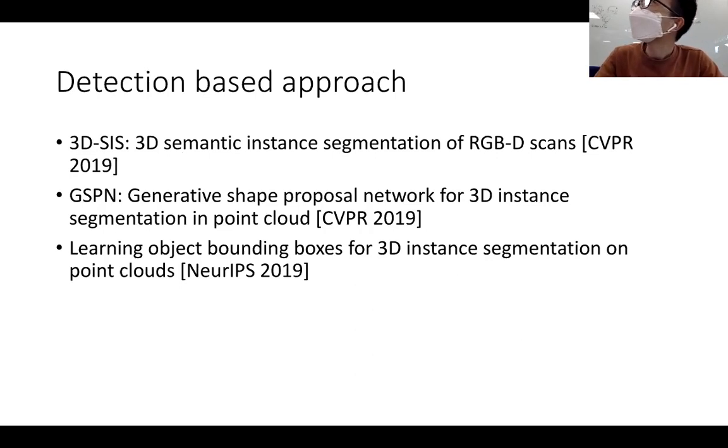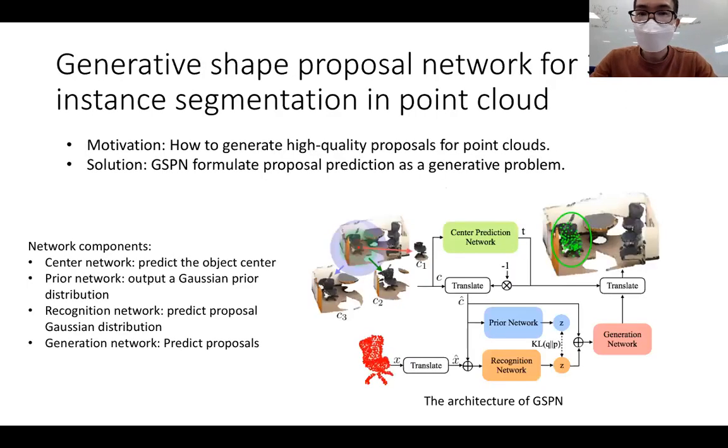So I will review some detection based methods. I review 3 papers. They are from CVPR and NIPS. This is the first paper: Generative Shape Proposal Network for 3D Instance Segmentation in Point Cloud. Their motivation is they want to generate high quality proposals for point clouds. I will explain a bit.